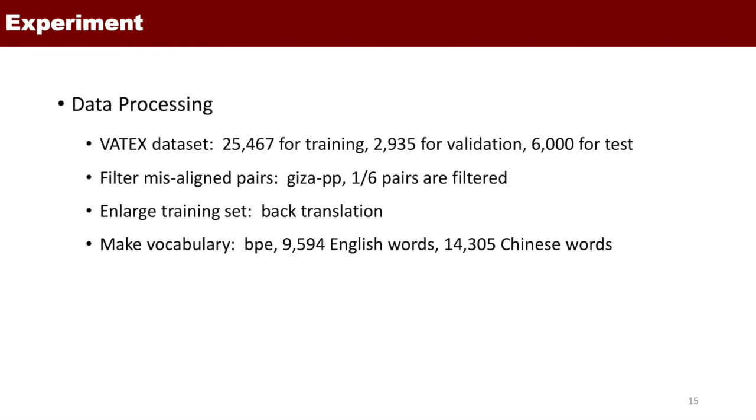We use the VATEX dataset for the VMT task. To decrease the noise, we filter misaligned pairs with Jazz++. About 1 in 6 parallel pairs are filtered before training. In our final submission, we enlarge the training set with back translation. We use the BPE algorithm to make vocabularies for both source and target languages.